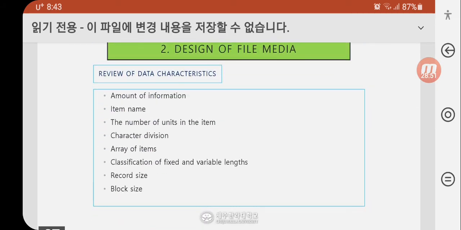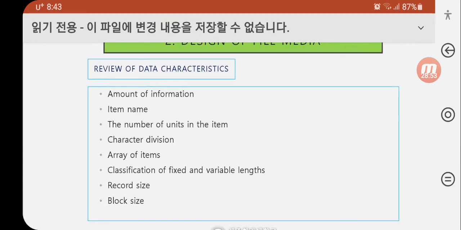First of all, review of data characteristics: amount of information, item name, the number of units in the item, character divisions, array of items, classification of fixed and variable lengths, record size, block size.